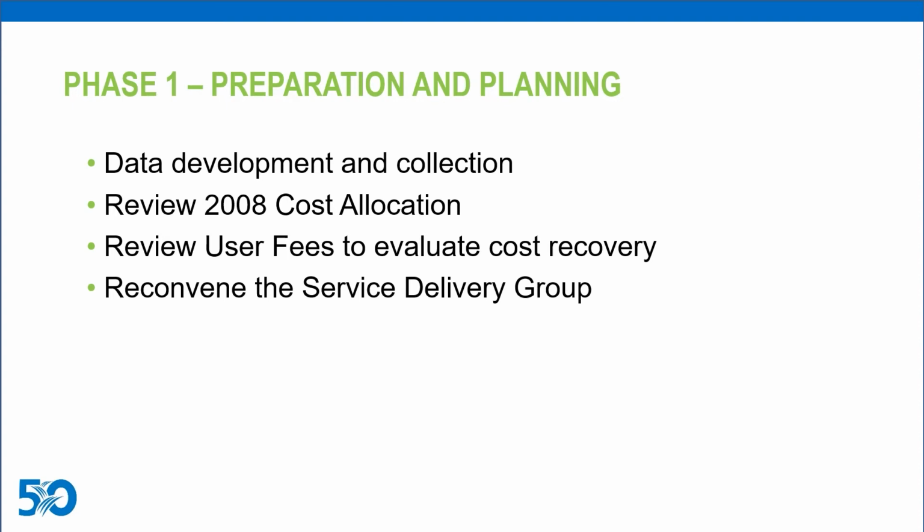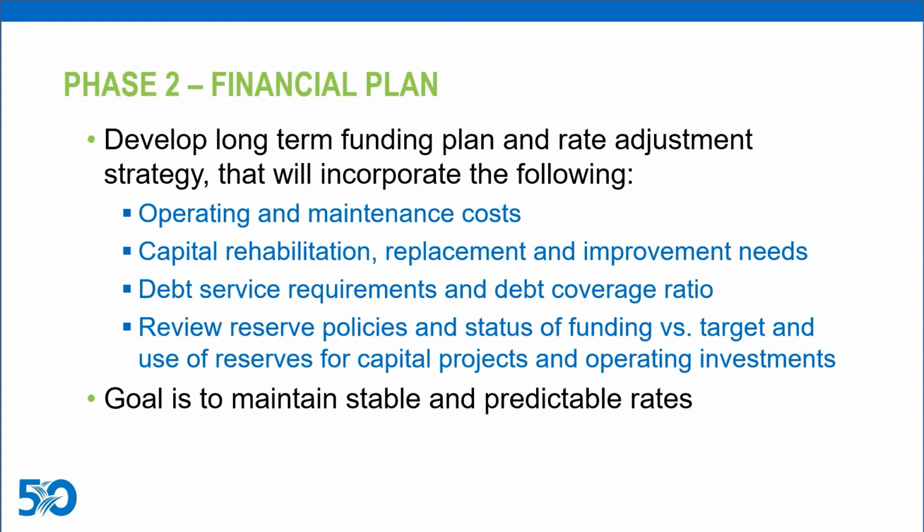We plan to reconvene the service delivery group, and this will be a collaborative process where we will work with the cities, the board of directors, and other groups throughout the process to gain input on the direction of the study. Phase 2 of this study is the financial plan. In this phase of the study, we will review the district's existing financial plan and build on that to develop long-term plans for the sewer and surface water utilities. Costs will be allocated to the 2 utilities to develop long-term funding plans and rate adjustment strategies that are specific to each.